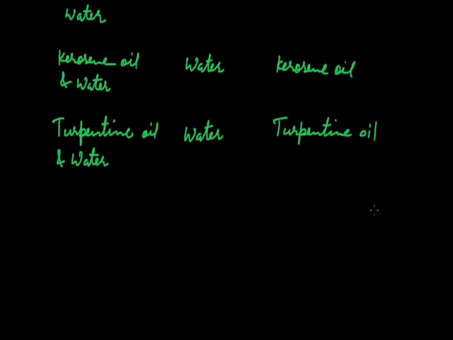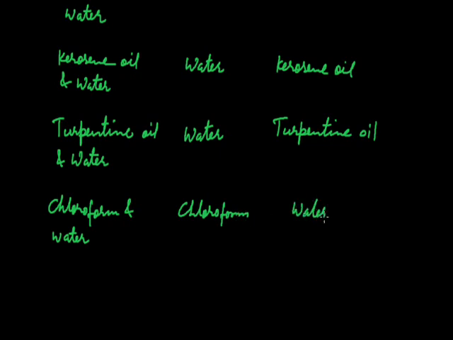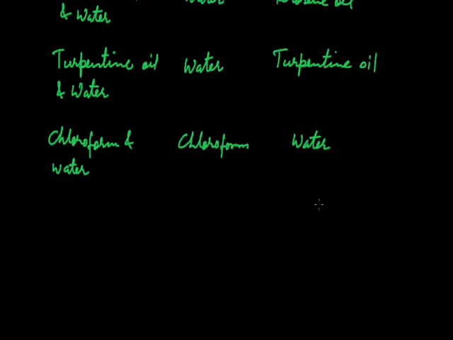Next mixture is chloroform and water. The heavier liquid is chloroform, which makes the lower layer, and the lighter liquid is water, which makes the upper layer. Next example is mustard oil and water. Water, being heavier, forms the lower layer, and the lighter liquid is mustard oil, which makes the upper layer.